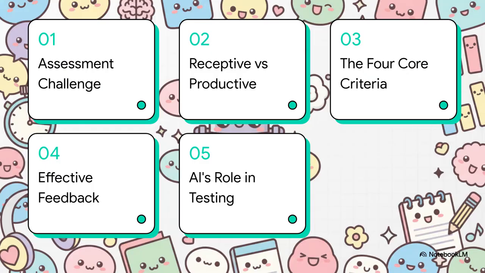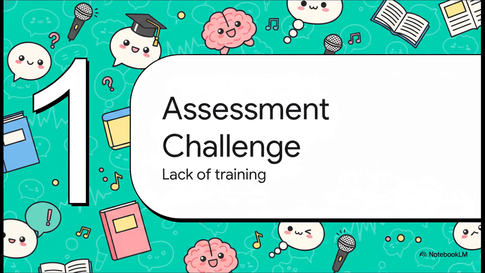So here's our roadmap for today. First, we'll look at the speaking assessment challenge. Second, we'll compare receptive and productive skills. Third, we'll break down the 4 core criteria. Fourth, we'll get into giving effective feedback. And finally, we'll look at AI's growing role in testing. All right, kicking things off with part 1, the speaking assessment challenge.